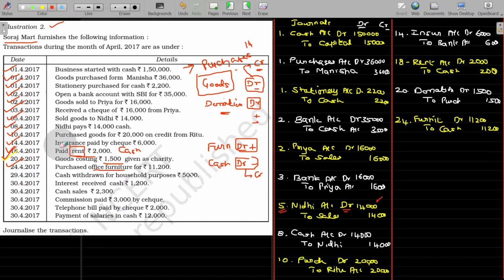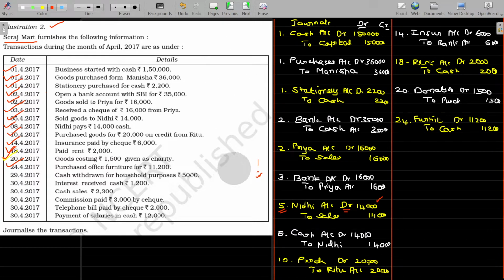Let's move on to the next transaction on 29th. Okay. Cash withdrawn for household purposes. So we have two aspects. One is cash, another one is drawings. Whenever the owner brings the cash to the business, it is named as capital. Whenever the owner takes the money for his own purpose, then it is always named as drawings. You should not have any confusions. Also, a special entry you have to keep in your mind.